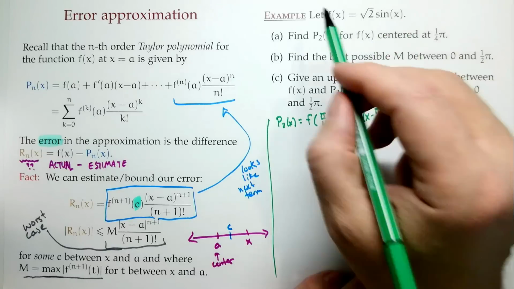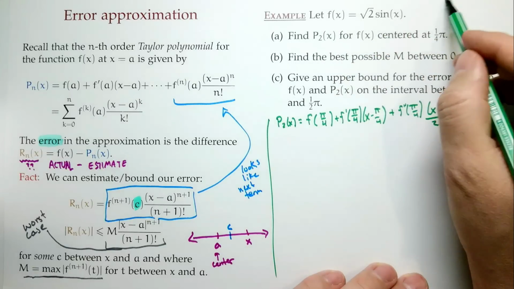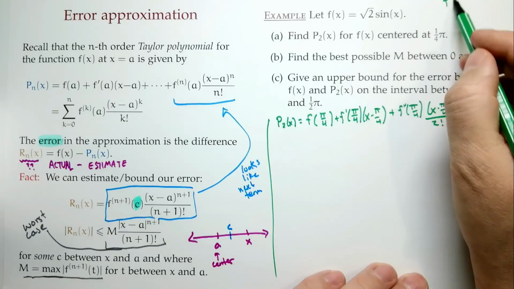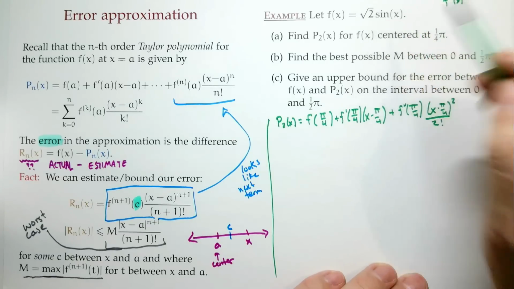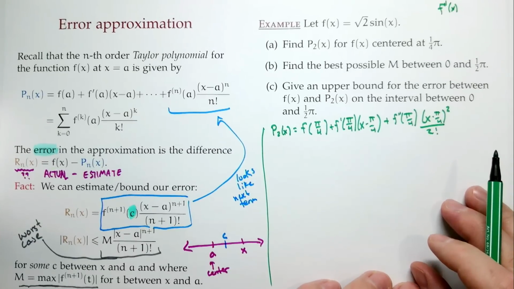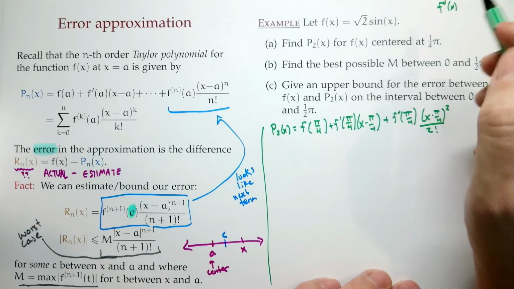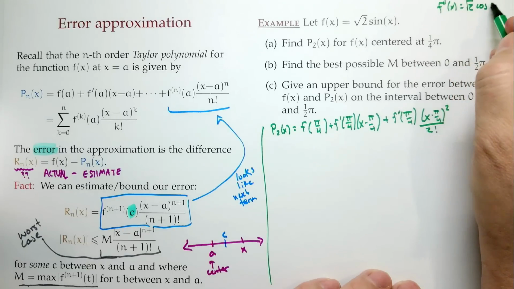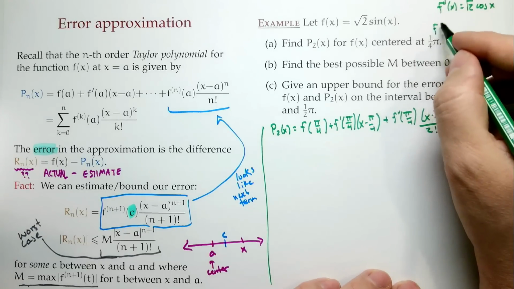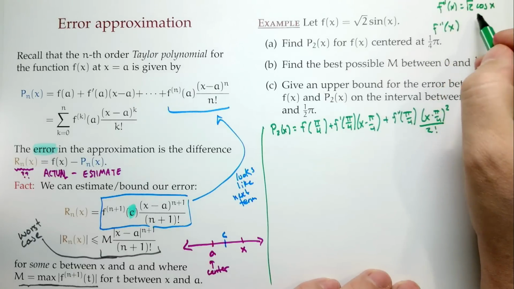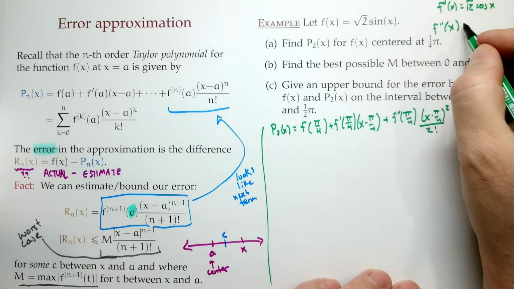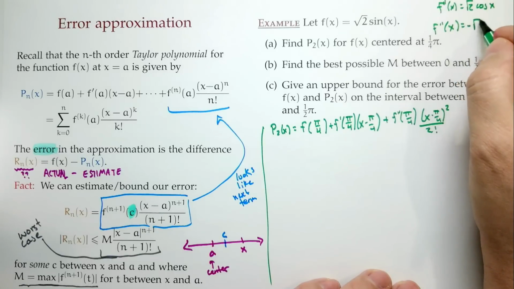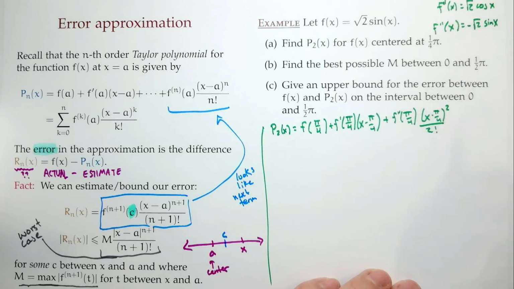Well, here's our function. What is our f prime? Well, the derivative of square root of 2 sine of x is square root of 2 cosine of x. What's f double prime? The derivative of square root of 2 cosine x is negative square root of 2 sine of x. All right, so far so good.